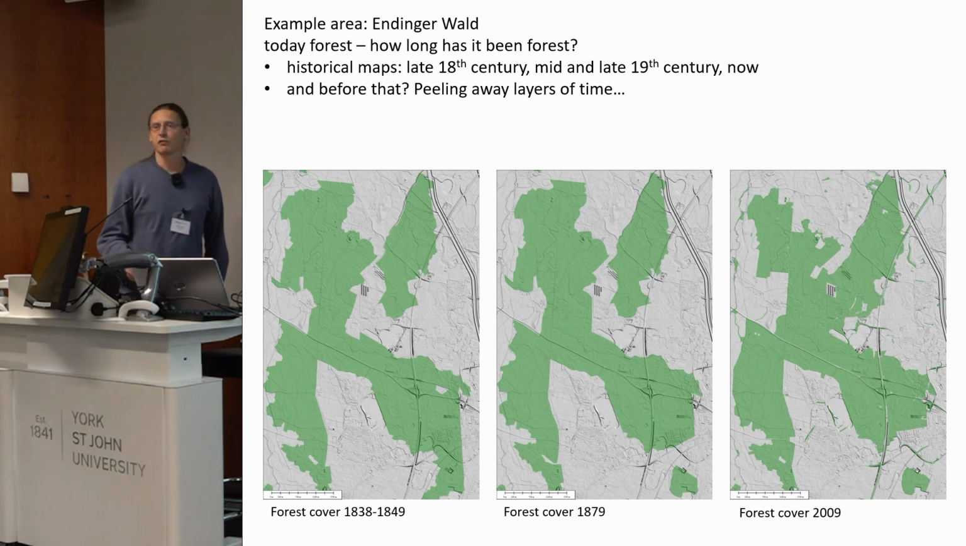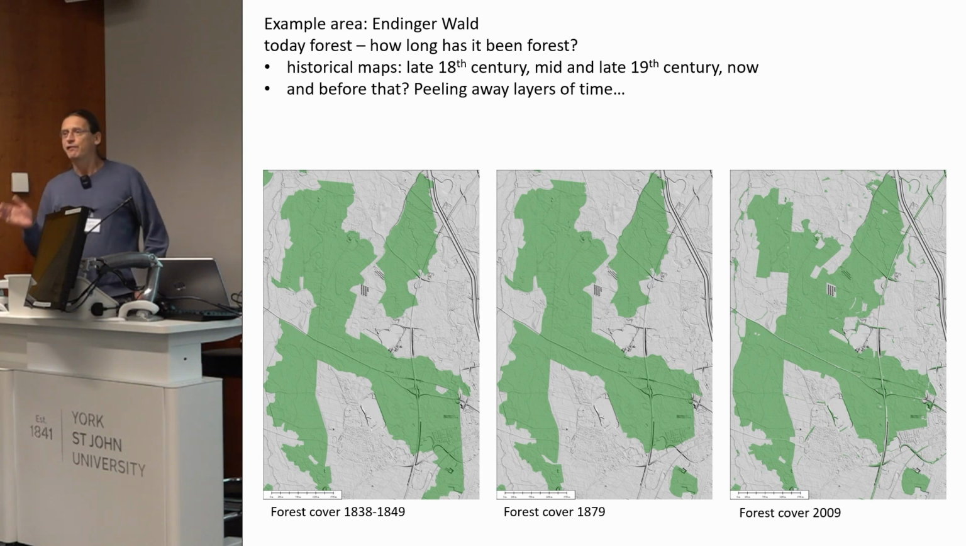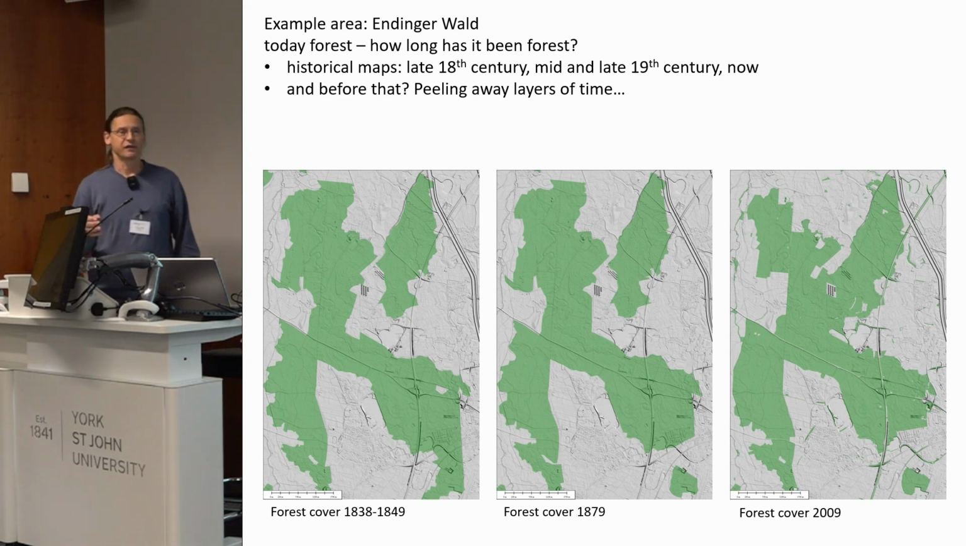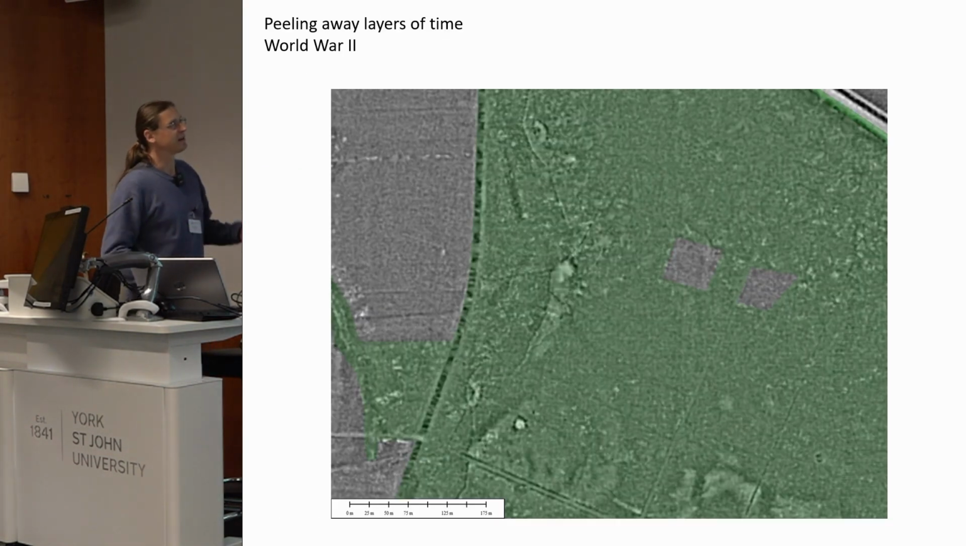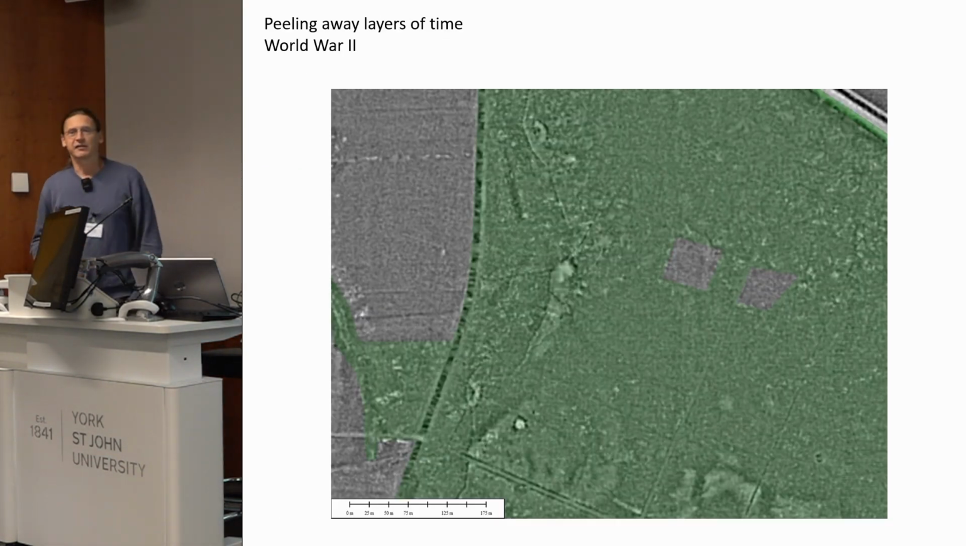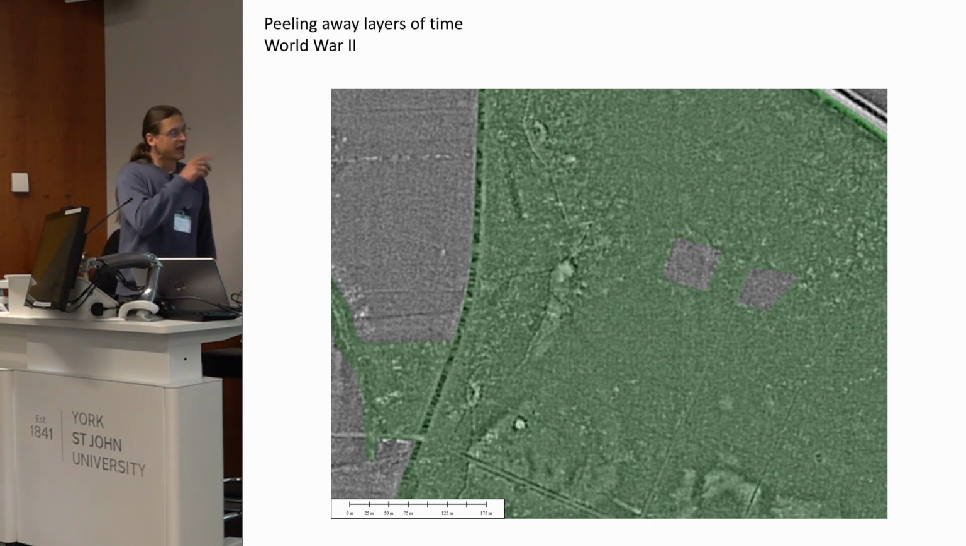And then we want to know what happened in the landscape before the time where we have historical maps. And so that's where the title comes from, like peeling away the layers of time in the LiDAR data. And I start in the middle of the 20th century, and then we'll just go back in time. And this is the first statewide LiDAR data that we have for Baden-Württemberg.